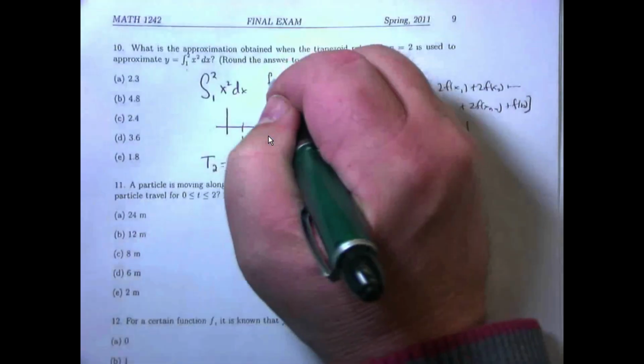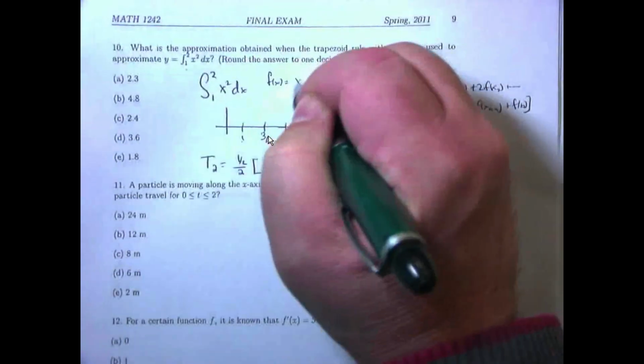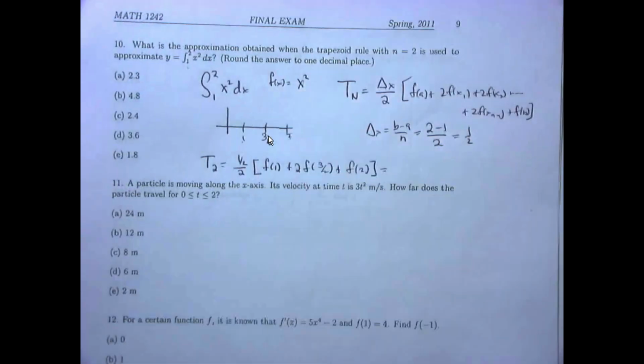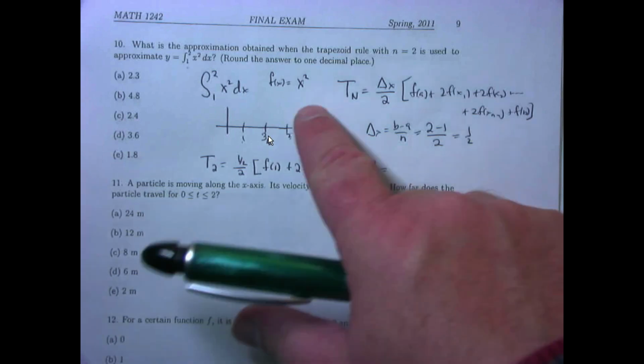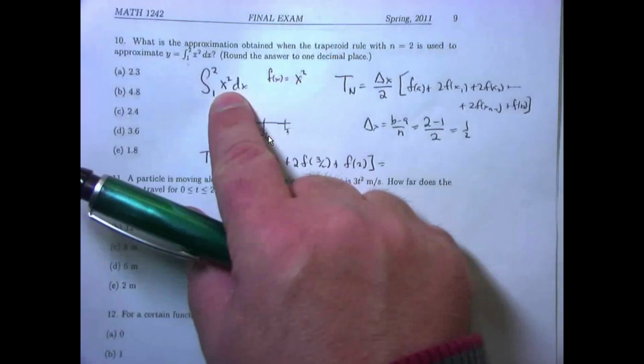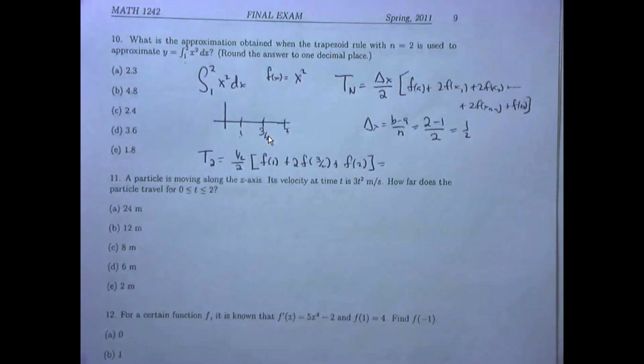But remember, what's my function in this problem? What are we integrating? What's my function? X squared. And you'll be amazed how many people screwed this problem up by trying to do trapezoidal rule on x cubed over 3. They went ahead and integrated it. Well, if you know how to integrate it, there's no real need to use trapezoidal or Simpson's rule or any of these guys. But they used it on the integral and ended up getting the wrong answer. You use it on the original function that you're trying to integrate.